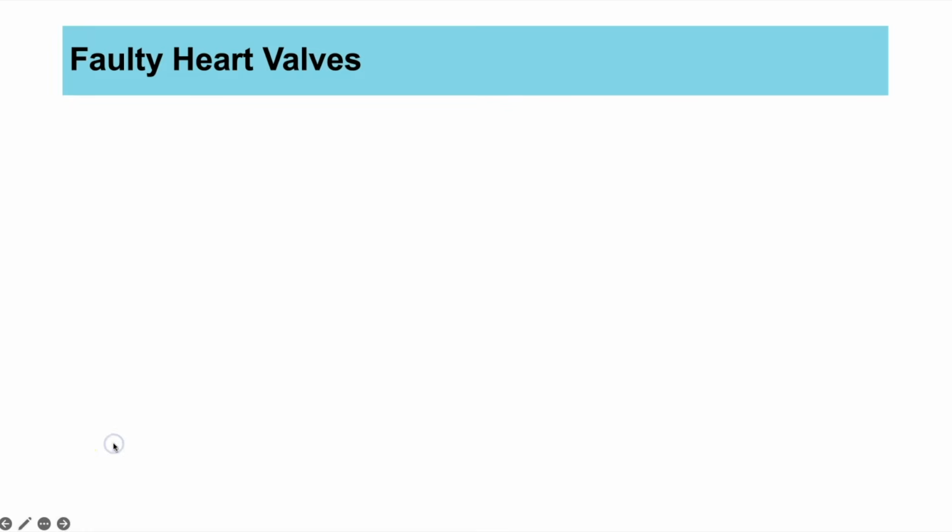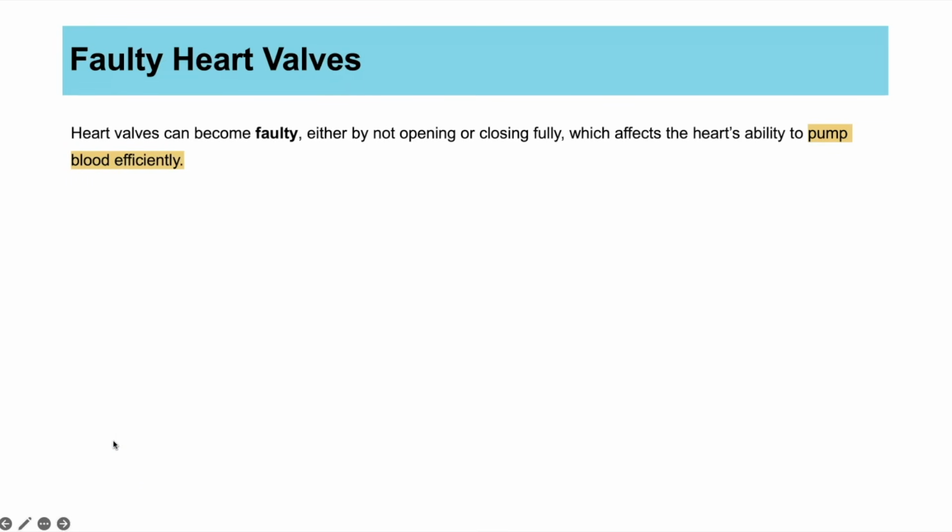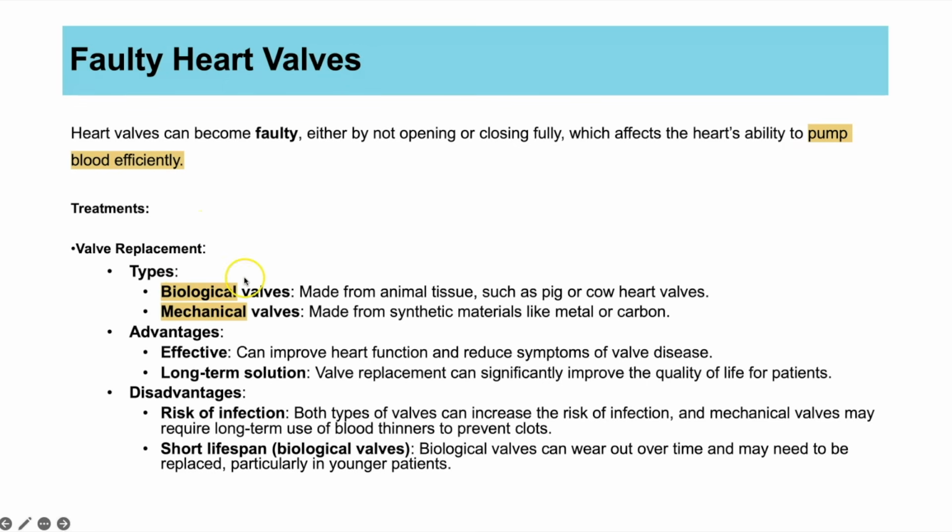Then if we think about faulty heart valves, so heart valves can become faulty, meaning they either don't open or close properly, so you're not preventing the backflow of blood. So the treatments then are, you could have a valve replacement, and that could be a biological valve made from animal tissues such as pig or cow, or it could be mechanical. So that would mean that it's made from synthetic materials, which means it's not from a living thing. So it could be like a metal or some sort of carbon synthetic material. So the advantages are it can improve the heart function and reduce symptoms of valve disease. It is a long-term solution as well.